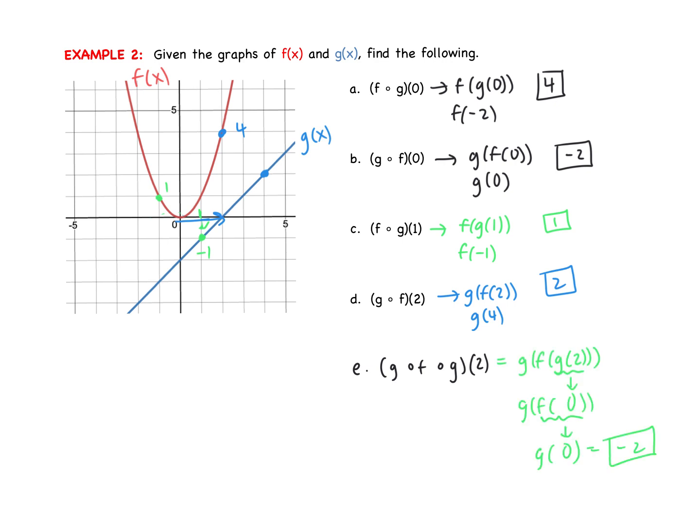Correct answer is -2. Here's how. We start with g of 2. G of 2 is 0. Then we have f of 0. F of 0 is 0. And then g of 0 is -2.